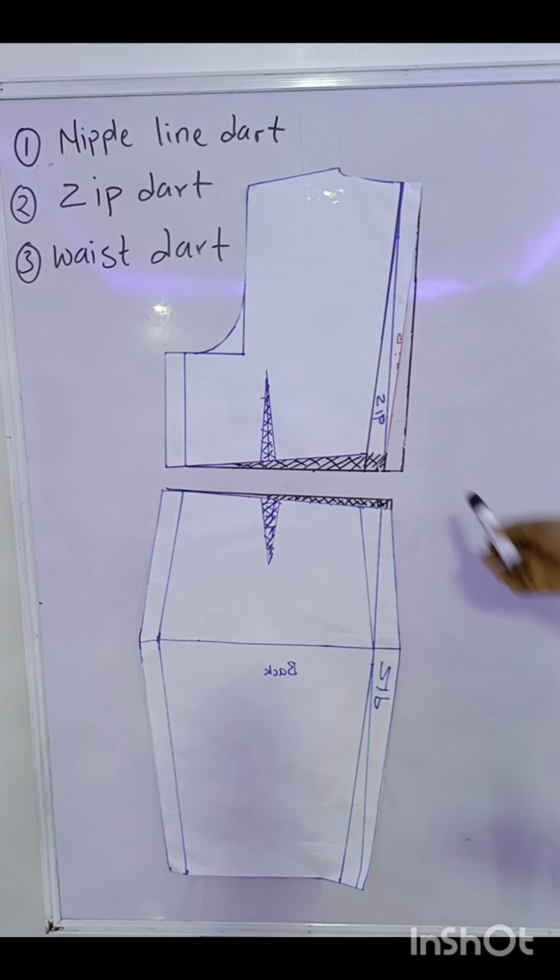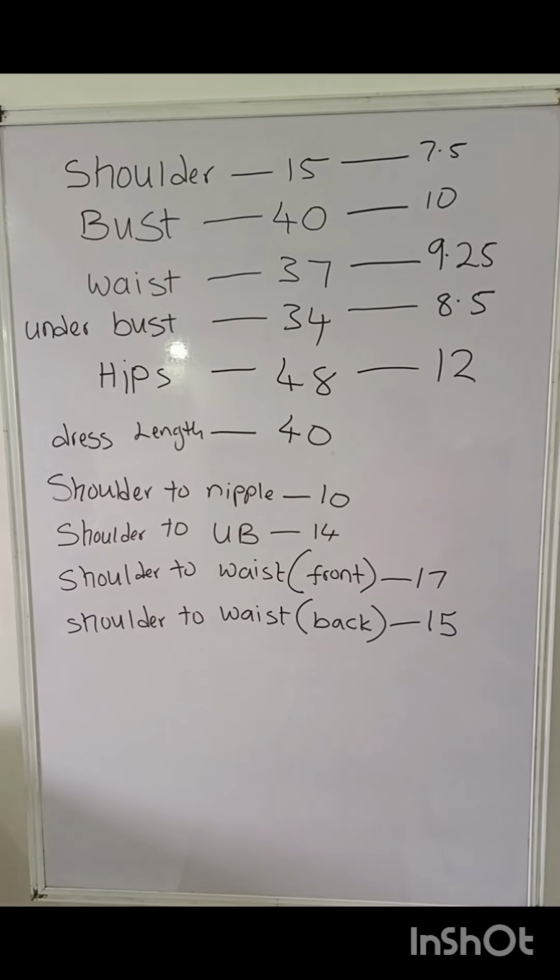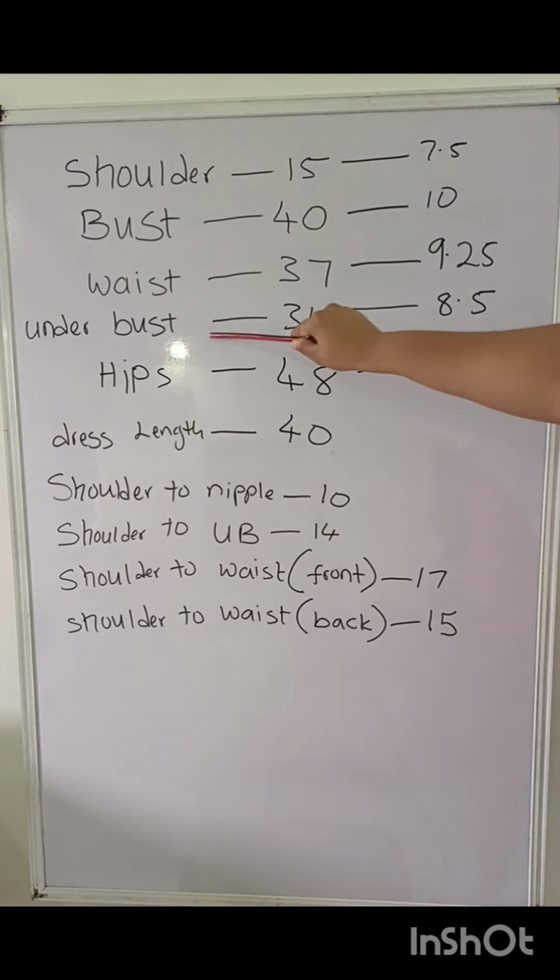So we'll be making a princess dart dress, but the focus is on the back. So these are the measurements we will be using. The shoulder, my shoulder is 15. I'll be using my measurement. My shoulder is 15. Always know that the shoulder is always divided by 2. My bust is 40. Waist is 37. Under bust is 34. Hip is 48.